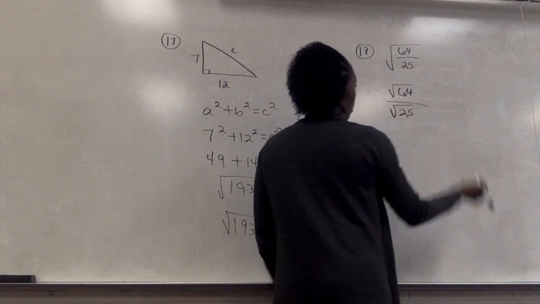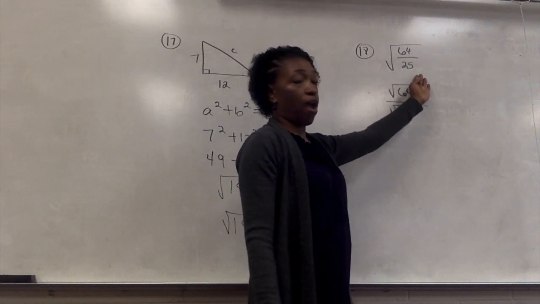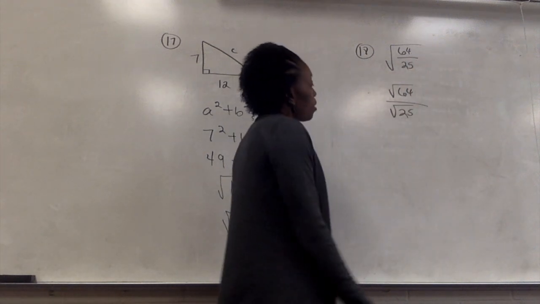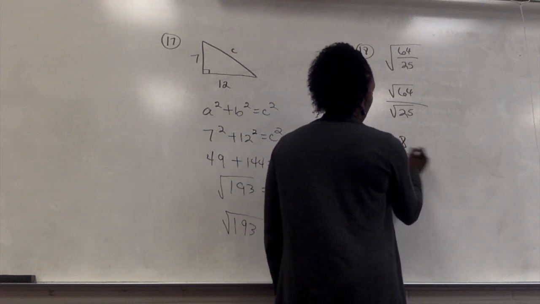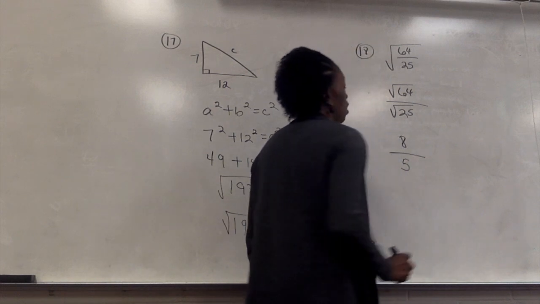You can break it apart like this if you want to, or you can leave it as one fraction. It means the same thing. So I'm going to take the square root of 64 and get 8 for my numerator, the square root of 25 and get 5 for my denominator.